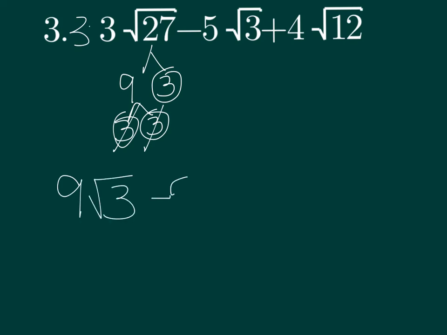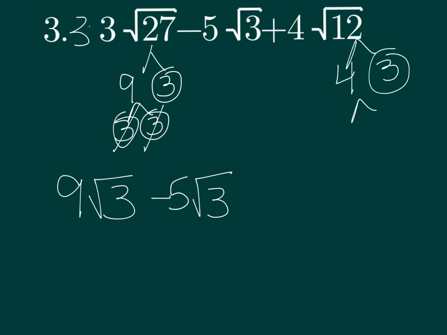Now this one can't simplify, so I'm going to bring it down. And then the 12 is 4 times 3. 3 is prime. 2 and 2 are prime. So I have a pair of 2s, so I'm going to bring that out and multiply it. So that's 8 now, square root of 3.